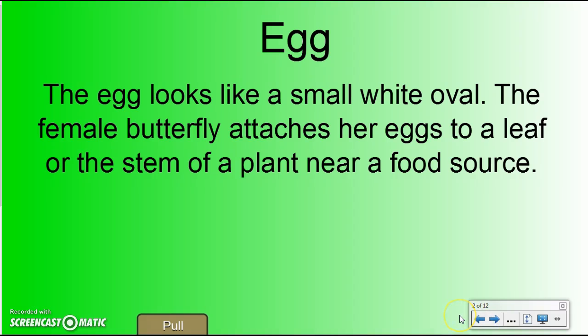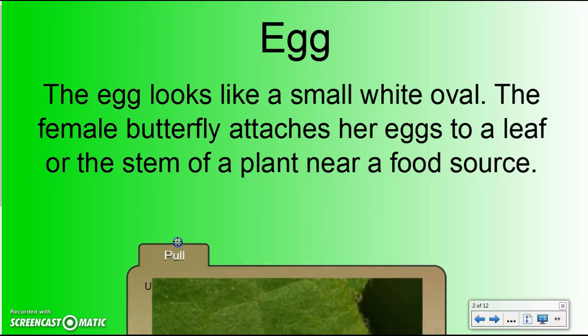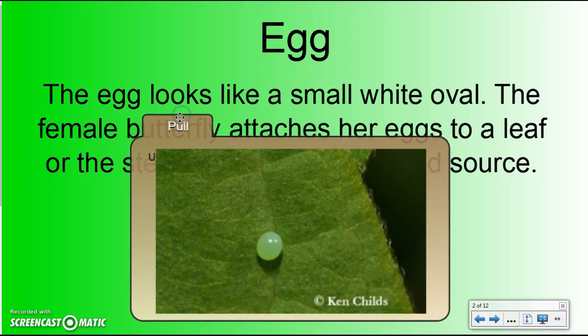The first stage of a butterfly's life is called the egg. The egg looks like a small white oval. The female butterfly attaches her eggs to a leaf or the stem of a plant near a food source. And if you take a look at our pull tab, there's a picture of an egg.